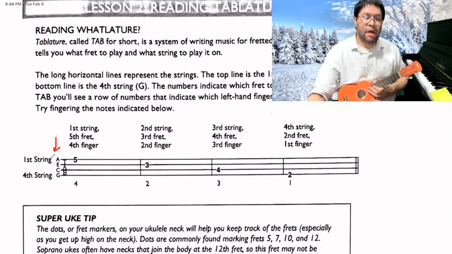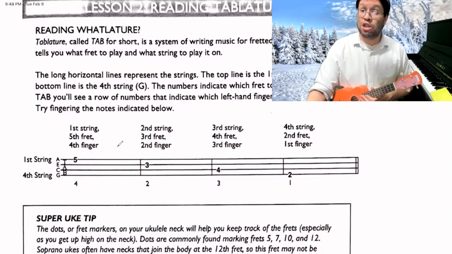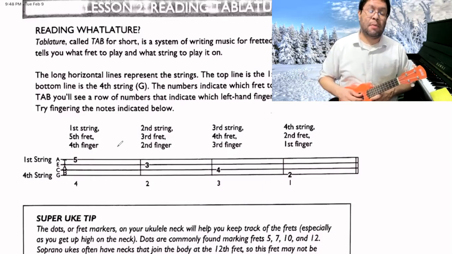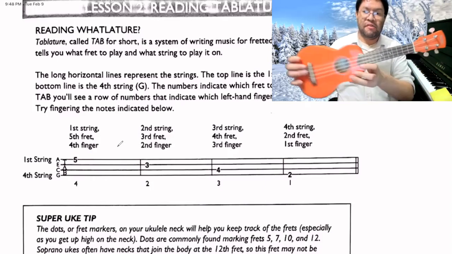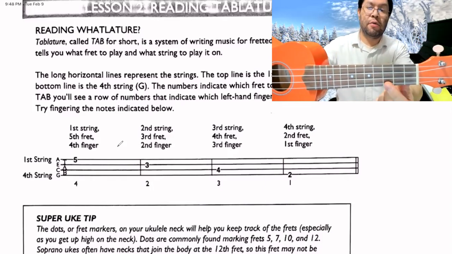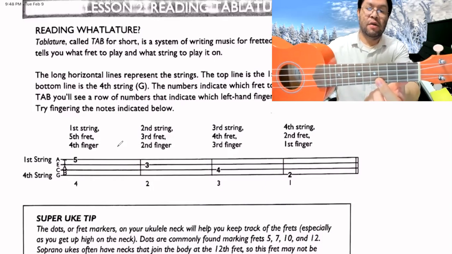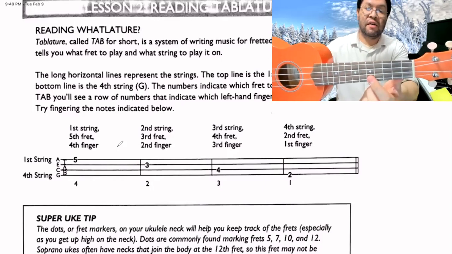Okay, the way that works is a number will be placed on top of a string. That number refers to the number of frets. Let's go ahead and take a look. We have here on string A, which is this top, number 1, fret number 5. So let's go ahead and find fret number 5. 1, 2, 3, 4, 5, indicated with the little dot right there. This is fret number 5.